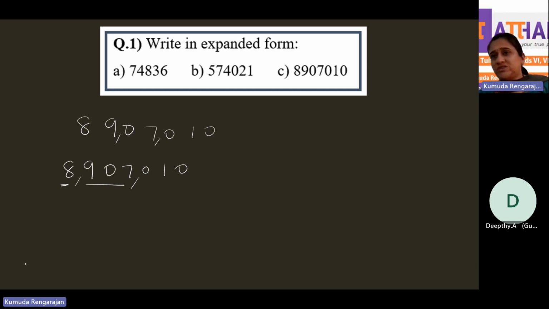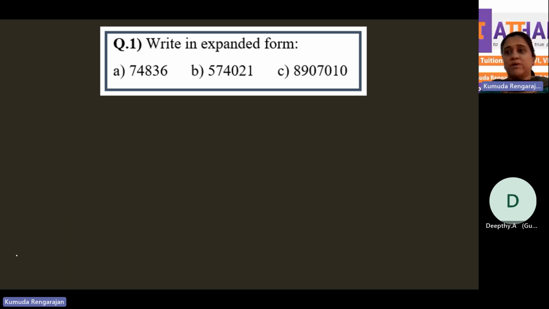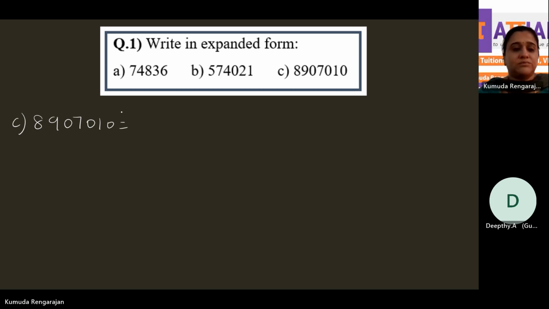But anyway, that's not the question here. We just try to recall if we remember. The question is to write it in the expanded form. Answer only C. It's your choice. Both are fine. You include, you don't include, both are fine. But you should be careful with the numbers you use after that.